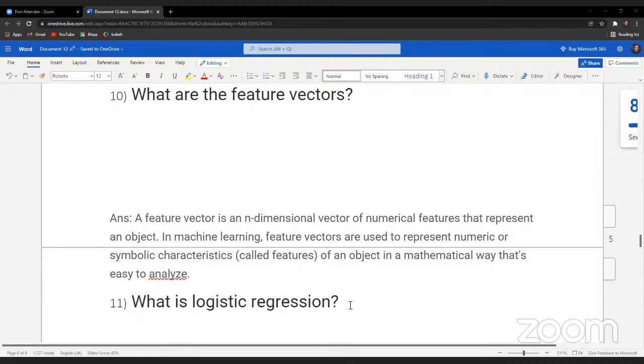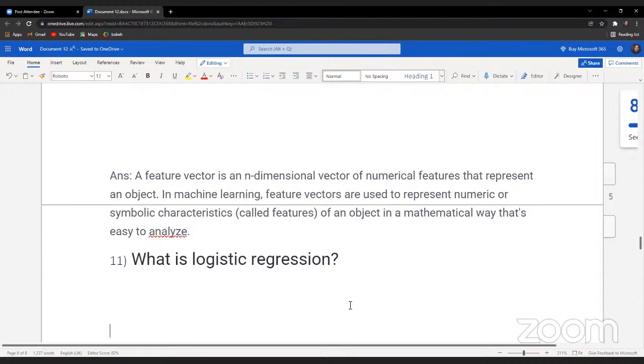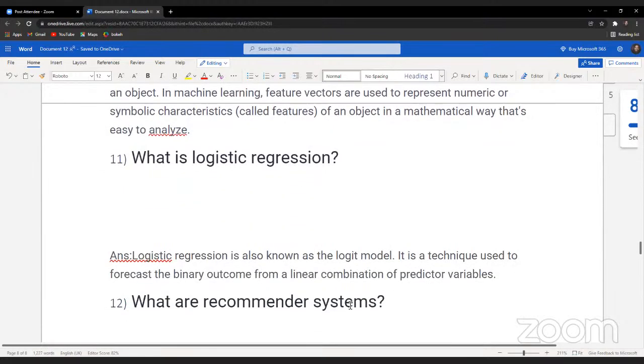Looking into this, what is logistic regression? Logistic regression is also known as the logit model. It is a technique used to forecast a binary outcome from a linear combination of predictor variables, which means it's basically a technique by which we get the output as binary variables from linear combinations of predictor values. This is called logistic regression, and it is also called the logit model.